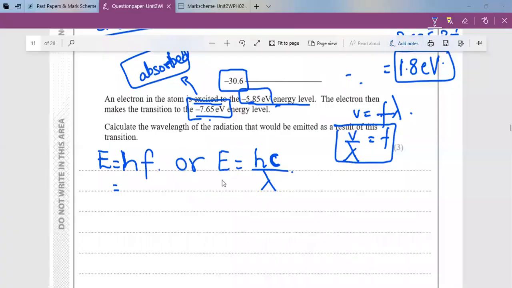E equals hc upon lambda can be applied over here, where c represents the velocity of light, lambda represents the wavelength of the emitted radiation that they want us to calculate, h is Planck's constant and E is the change in energy. Now E is what we've calculated as 1.8 electron volts. So first convert the electron volts into joules. The conversion factor is 1.6 raised to the power of minus 19.